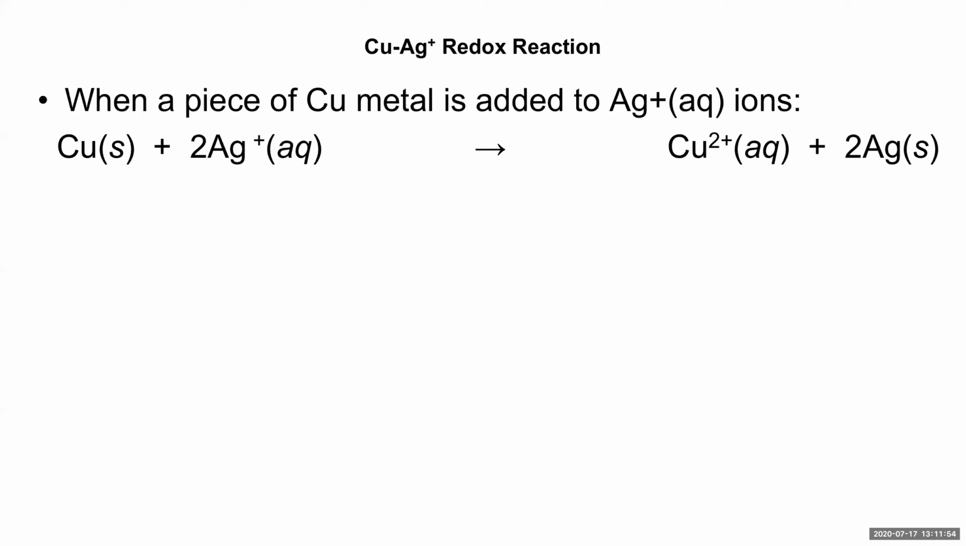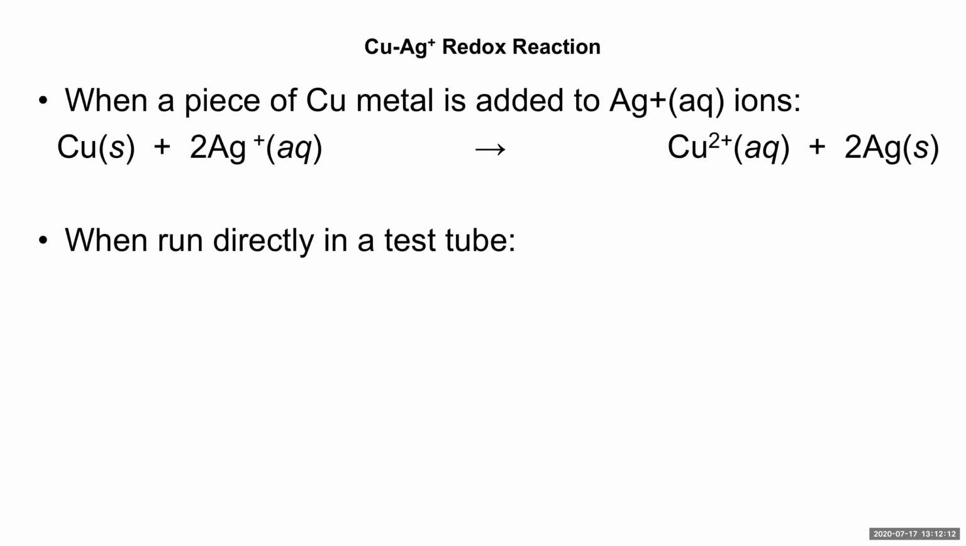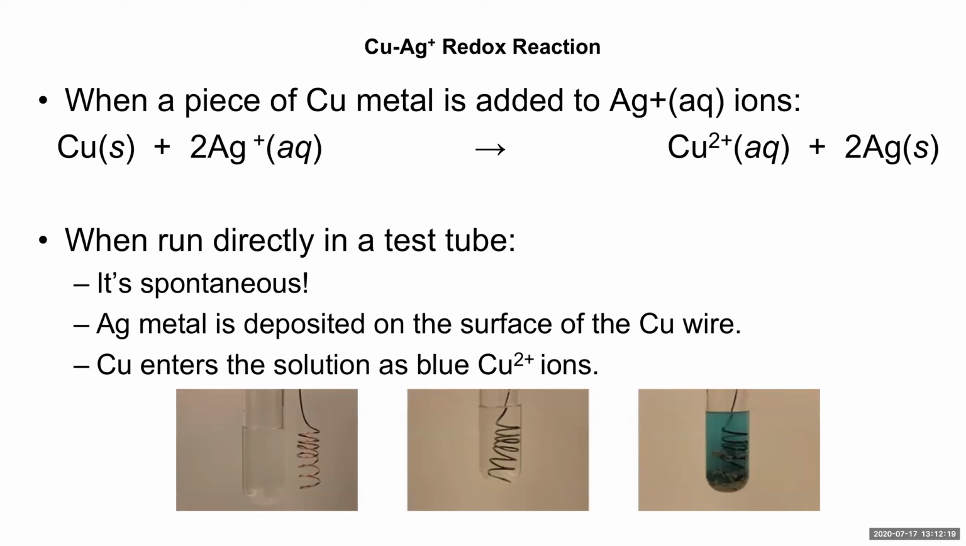So let's look at a redox reaction. This is one that we've looked at several times. In this case, it says when a piece of copper metal is added to a silver ion solution, we get this reaction. And if we do it in a test tube, it's a spontaneous reaction. So the silver metal is deposited on the surface of the copper wire. Copper enters the solution as blue copper 2+ ions. We saw this reaction previously in chapter 17.1.